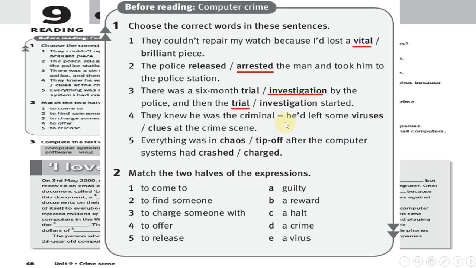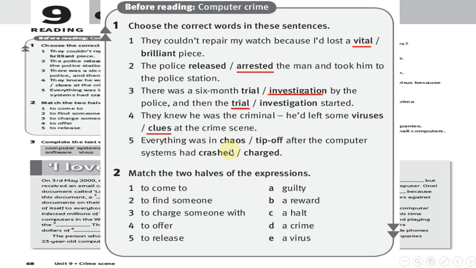4. They knew he was the criminal. Criminal معناها مجرم. He'd left some viruses or clues. Clues معناها أدلة at the crime scene. إنه ترك أدلة، طبعا هي الجواب، في مسرح الجريمة. تمام. 5. Everything was in a chaos or a tip-off. chaos معناها فوضى. tip-off معلومات سرية. After the computer systems had crashed or charged.